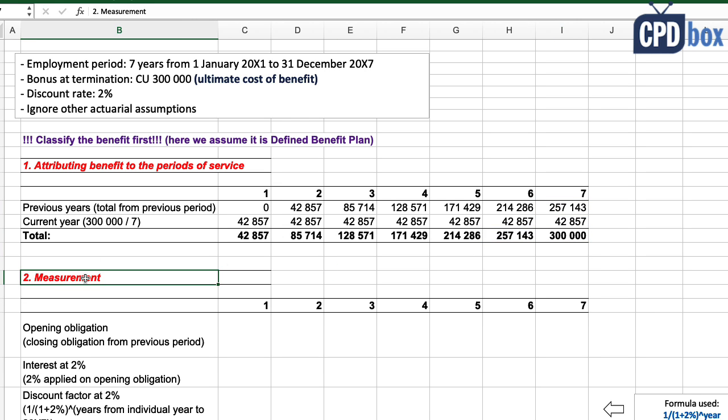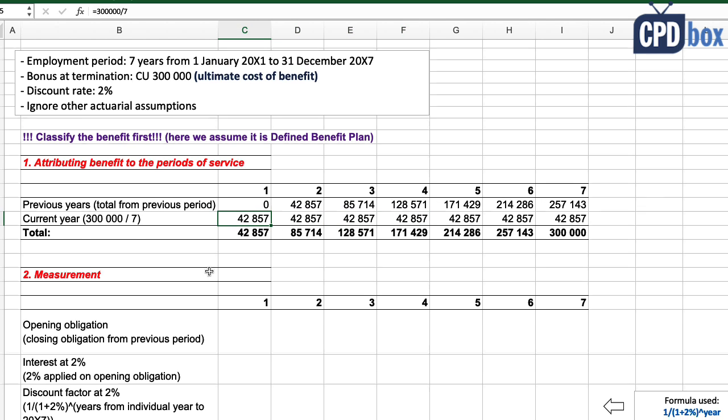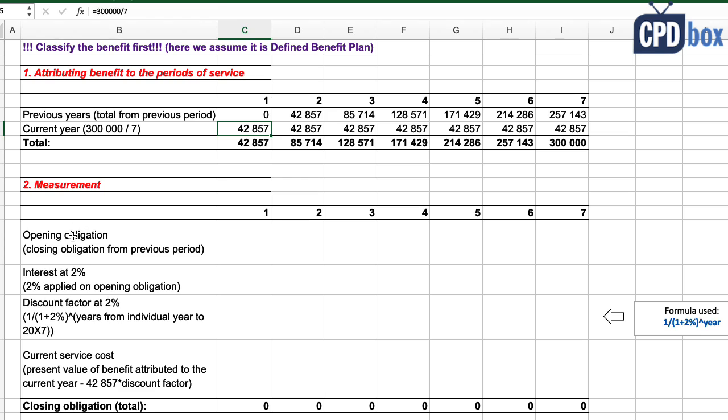The next step is to measure each unit separately by discounting it to the present value. So for doing so, we set up another table. And the first line represents the opening obligation as at the beginning of the current reporting period. So for the year 20x1, it's zero, of course, since our employee started to work in 20x1. And in the years to follow, opening obligation is simply the closing obligation from the previous reporting period. So opening obligation in the year 20x2 equals closing obligation from the year 20x1, etc.